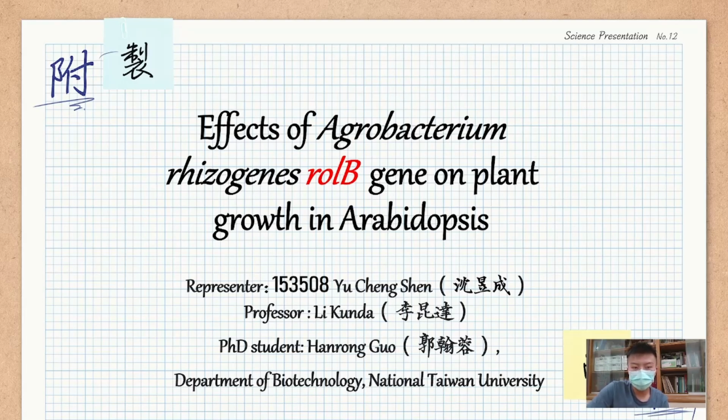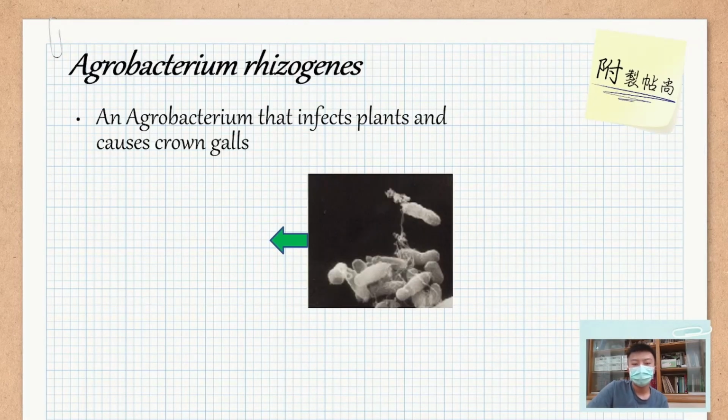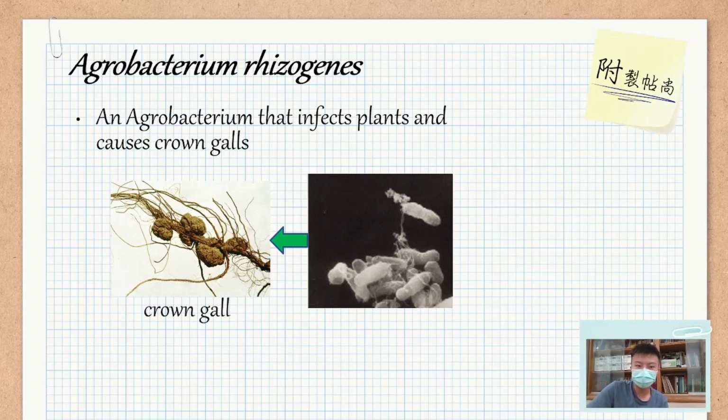Today I'm going to report about the effects of the Agrobacterium rhizogenes rolB gene on plant growth in Arabidopsis. Let us introduce Agrobacterium rhizogenes. It can affect plants and cause crown galls, as you can see in the picture on the left.